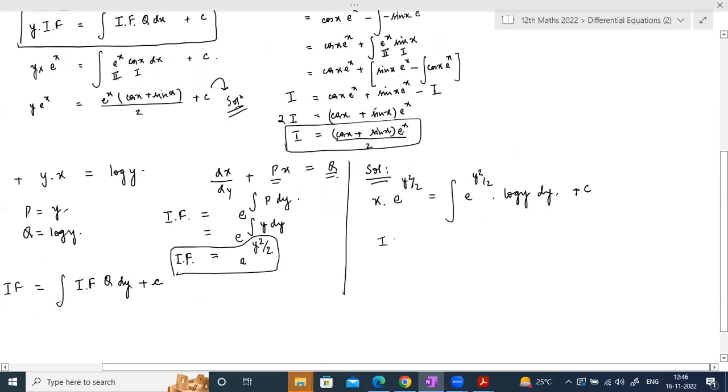Now how do we find the integral of this? e to the power y square upon 2 log y.